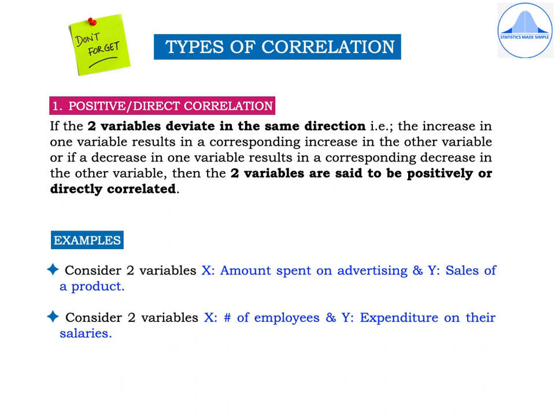Examples: consider two variables. X denotes amount spent on advertising and Y is sales of a product. Second example: consider two variables. X denotes number of employees and Y denotes expenditure on their salaries.